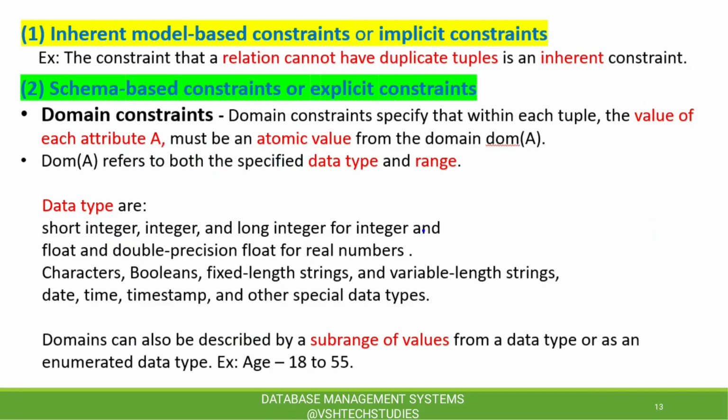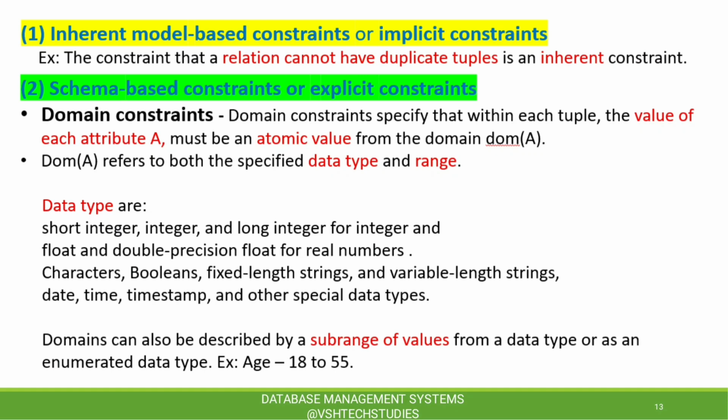Okay. First, inherent model based constraints or implicit constraints. The constraint that a relation cannot have duplicate tuples is an inherent constraint. That means in a relation, two rows of data, that is two tuples, cannot be similar. That is what is the meaning of this constraint.